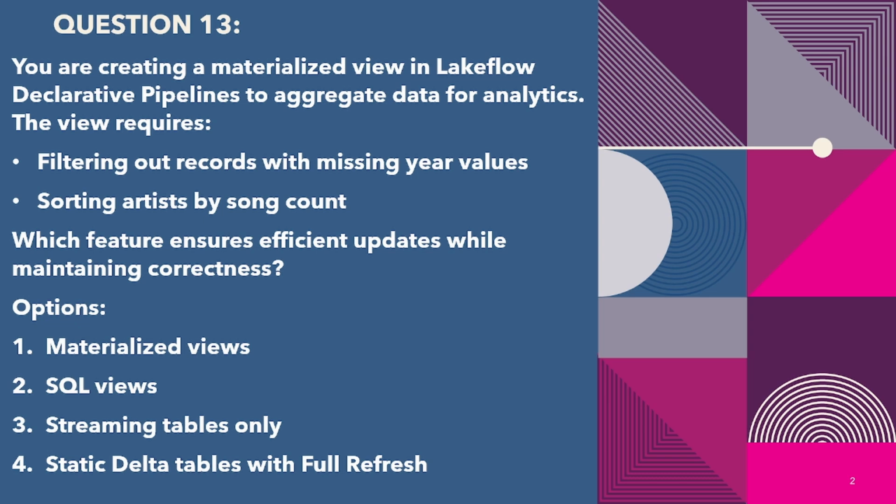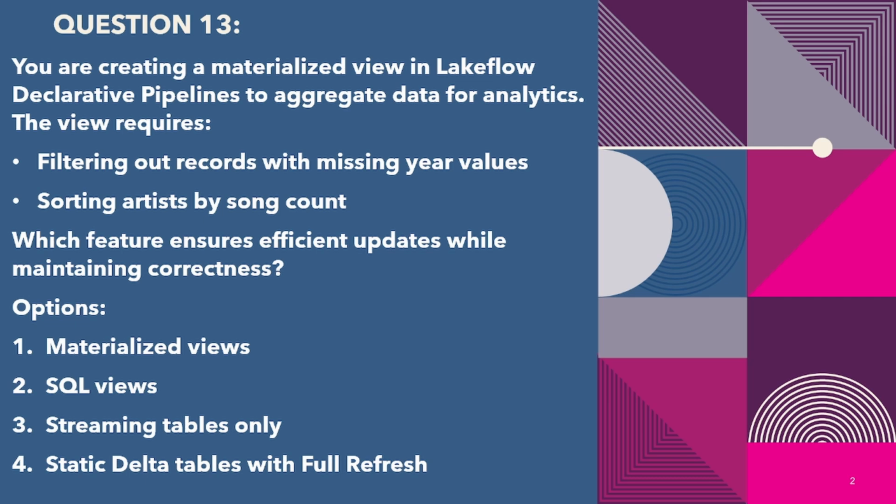We're diving into a real-world scenario that's going to test your skills, and trust me, it's one you'll want to nail. Picture this. You're creating a materialized view in Lakeflow declarative pipelines to aggregate data for analytics. The view needs to filter out records with missing year values and sort artists by song count. But here's the big question. Which feature ensures efficient updates while maintaining correctness? Let's look into the first question and figure this out together.